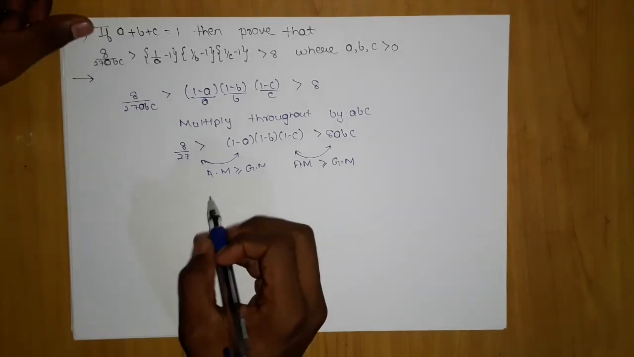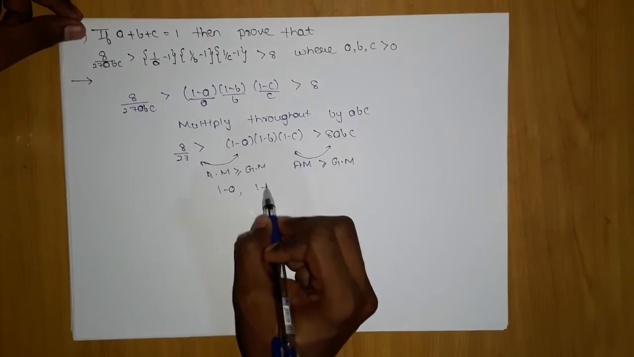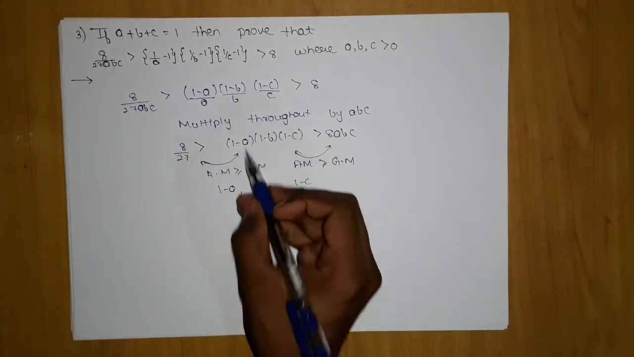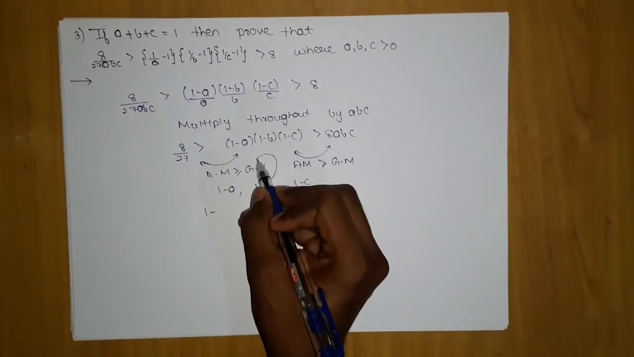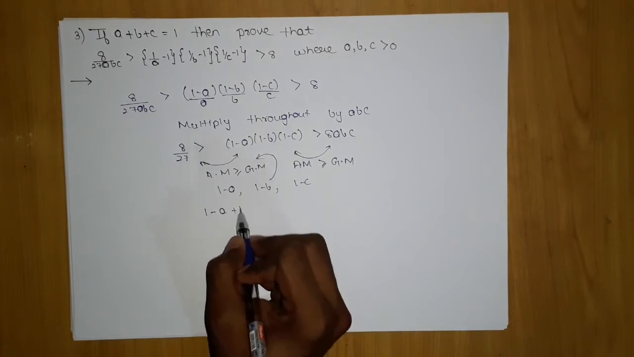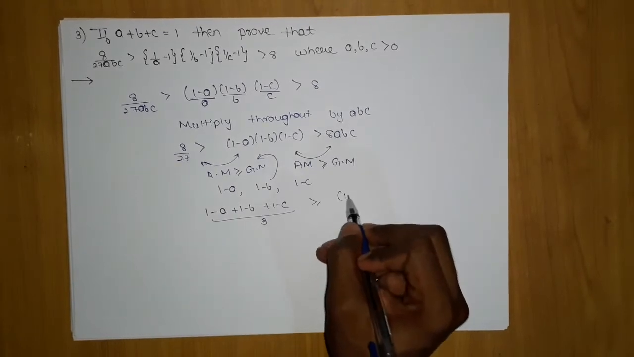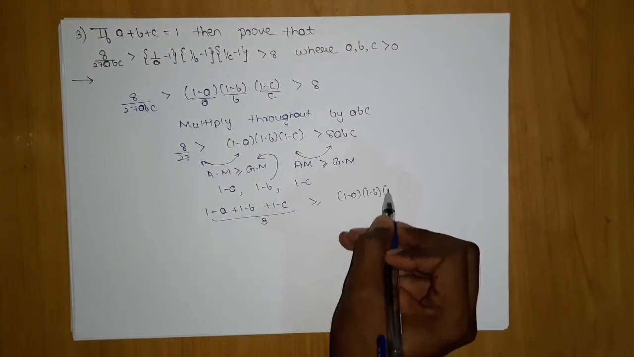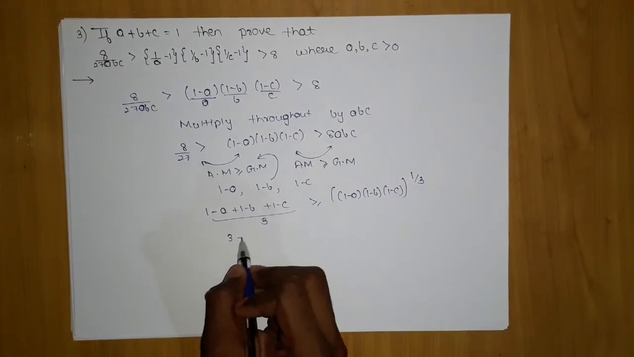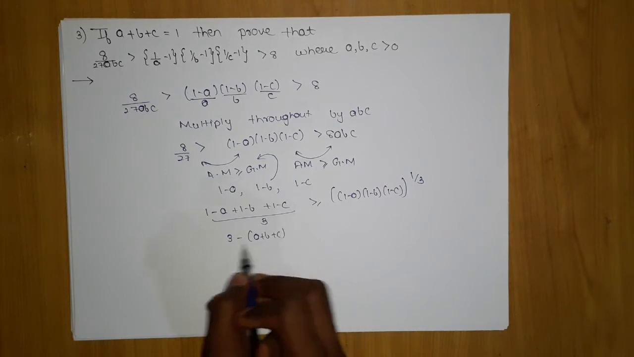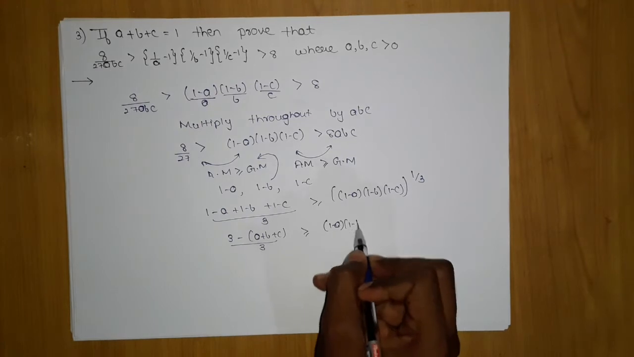Now let's apply. What terms should we use? 1 minus a, 1 minus b, 1 minus c. If I use this, while targeting this one, 1 minus a plus 1 minus b plus 1 minus c upon 3 is greater than or equal to 1 minus a into 1 minus b into 1 minus c, the whole power 1 by 3, right? Now this is 3 minus a plus b plus c upon 3 greater than or equal to 1 minus a, 1 minus b, 1 minus c.